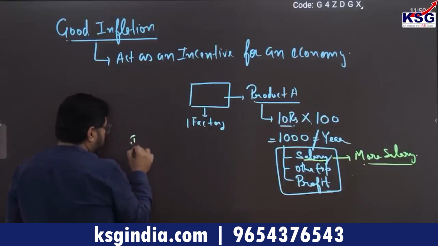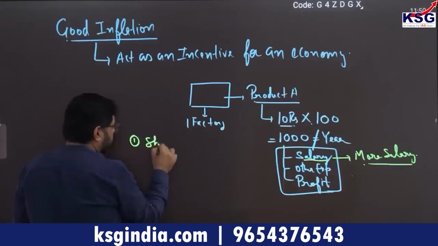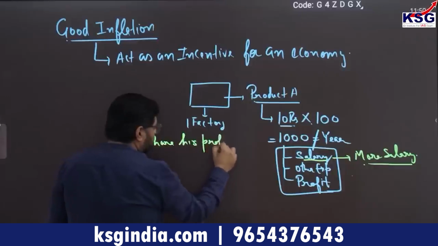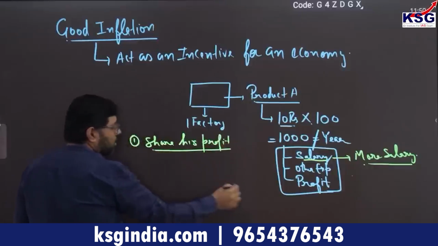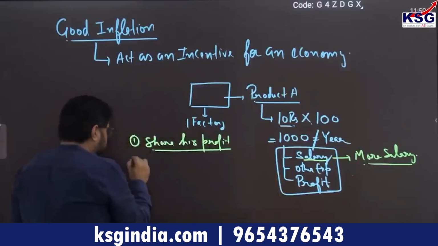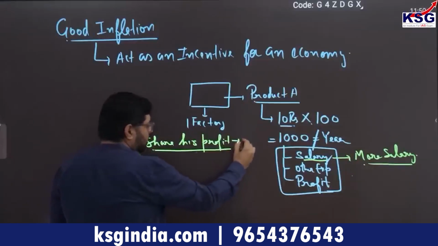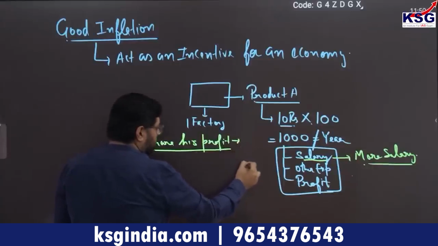So one way that the company can share his profit, but if he shares his profit, no doubt his profit will reduce. So ultimately there is a problem in this, so you can say the company's profit will reduce, okay.